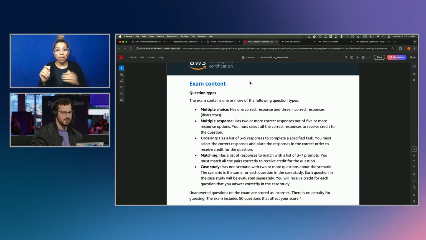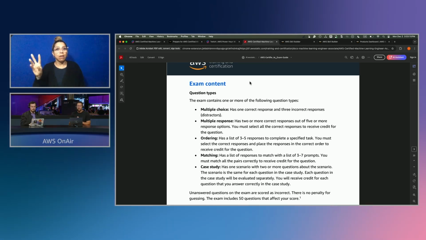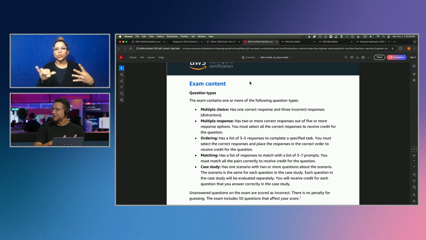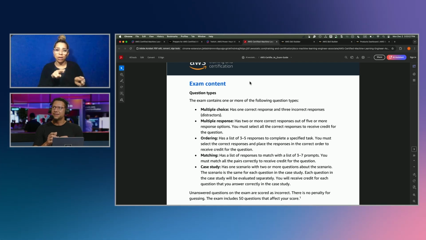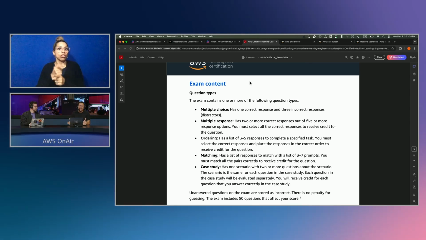So everyone who may have taken an AWS certification before this year may already know that there's the multiple choice option, where there's one correct option out of four responses. And then there's multiple response, where you typically have five or six response options, and either two or three of those are correct. That's something that everyone already knows if you've taken an AWS certification in the past.